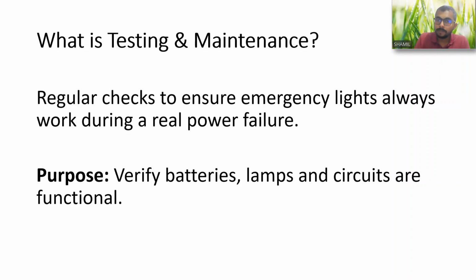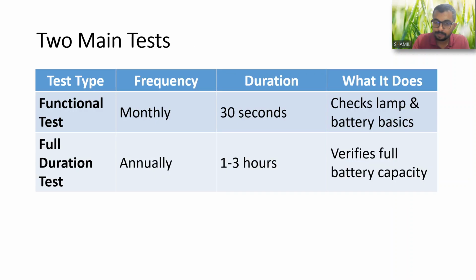Okay, so the purpose of this testing and maintenance is to verify whether the batteries, lamps, and circuits are functional during the time of power failure. That is the purpose behind testing and maintenance of the emergency and exit lights. Now, there are two main tests involved. So the first test is the functional test.